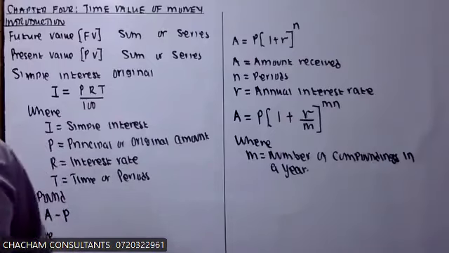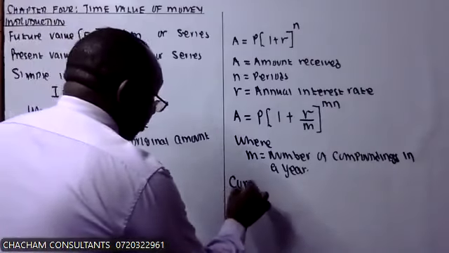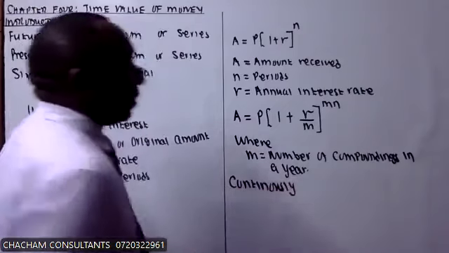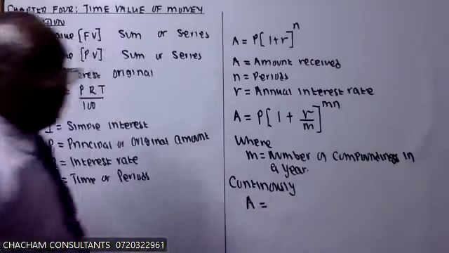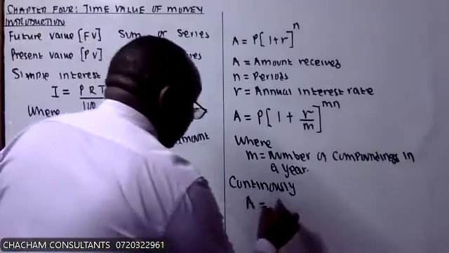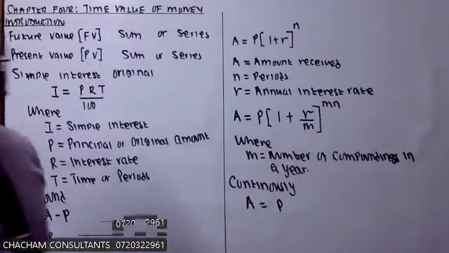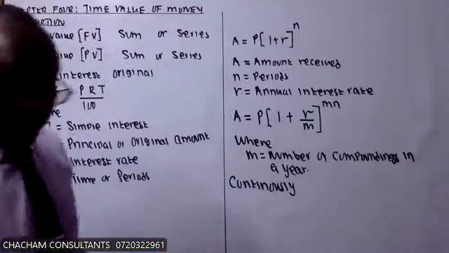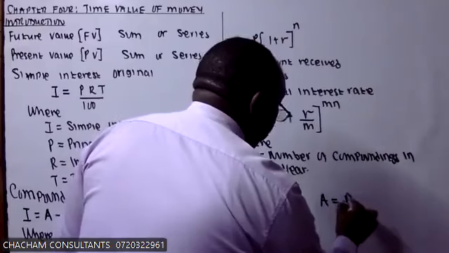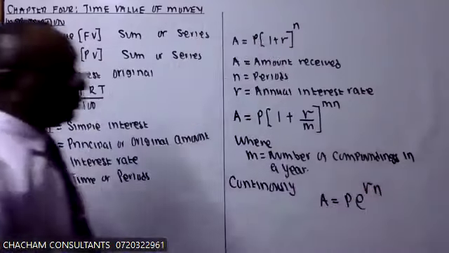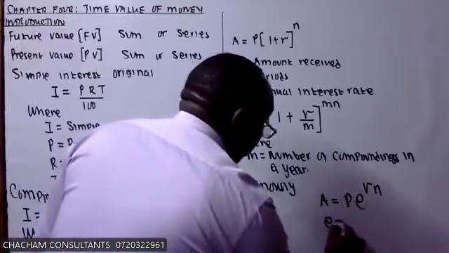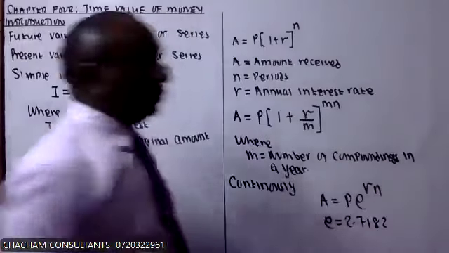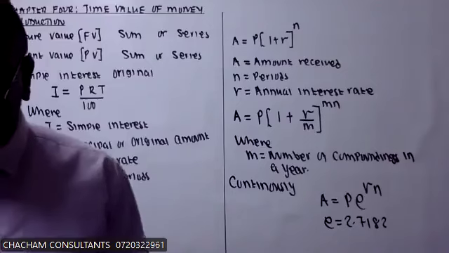Another sentence is, if compounding is done continuously, A equals P e raised to the power Rn, where e is 2.7182.